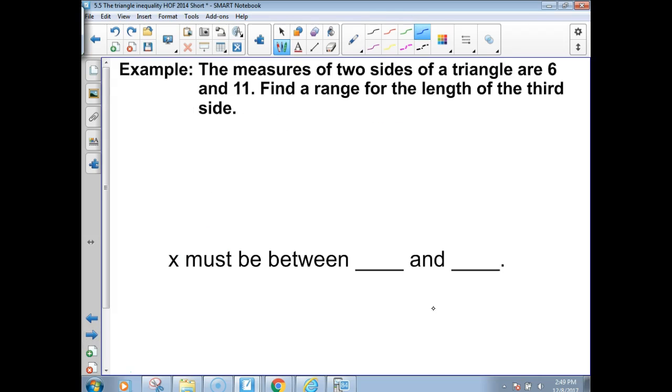So here's how you do this. Also, if you have the measures of 2 sides, the range for the third side is found by doing the difference and the sum of the sides that you know. So if I know the measures of 2 sides are 6 and 11, then the range would be 11 minus 6 to 11 plus 6, which gives you 5 to 17. So the value of the third side would have to be between 5 and 17. It can't equal 5 and it can't equal 17 either, but it can be anything bigger than 5 or less than 17. It's got to be between there.